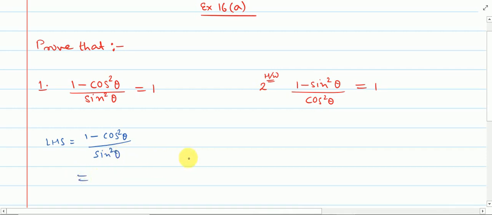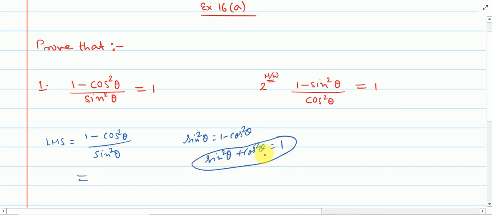Now just now I showed you that 1 minus cos square theta is nothing but sin square theta, from the first identity. This was our first identity. So from here, sin square theta is 1 minus cos square theta. So what we can do, in place of this 1 minus cos square theta, I can simply write sin square theta, and down already we have sin square theta.